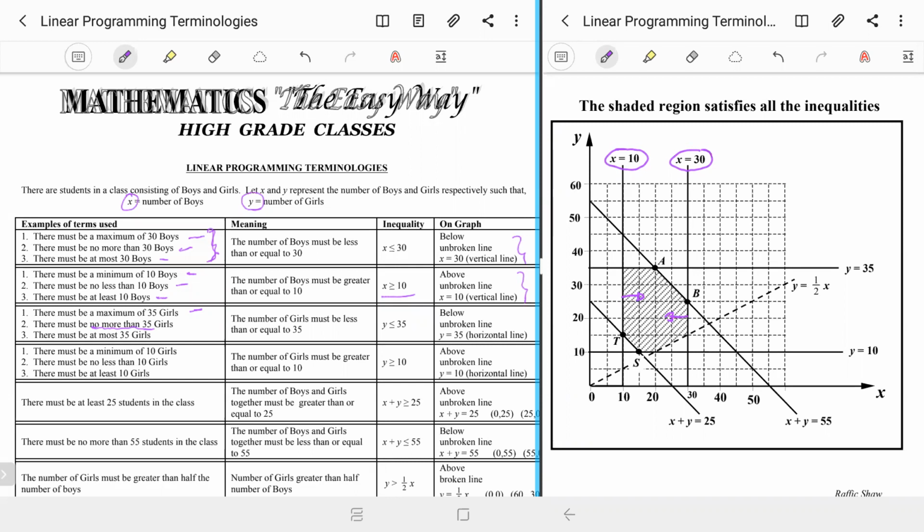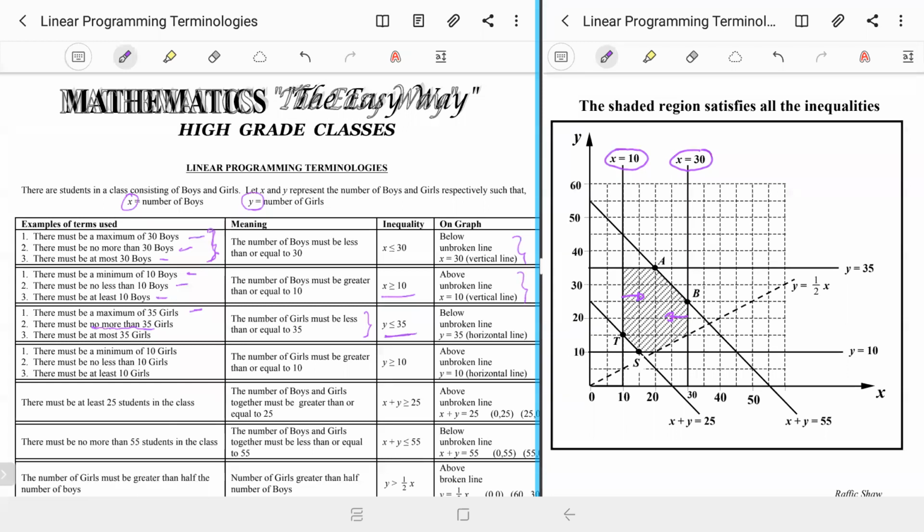There must be at most 35 girls. The most you can have is 35. You can't have more than 35 girls. At most is another way of saying the same thing, meaning 35 or less girls in the class. So see the meaning of it here: the number of girls must be less than or equal to 35.